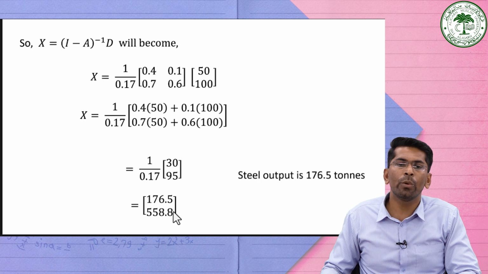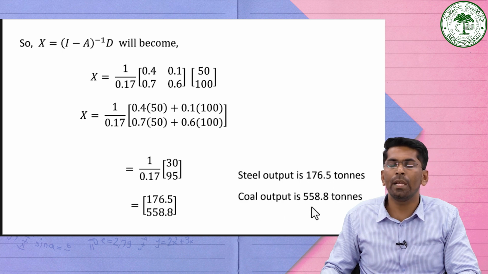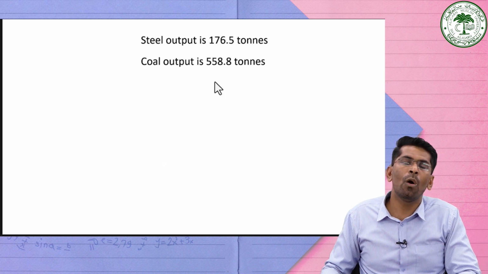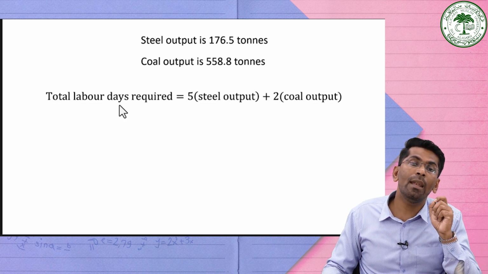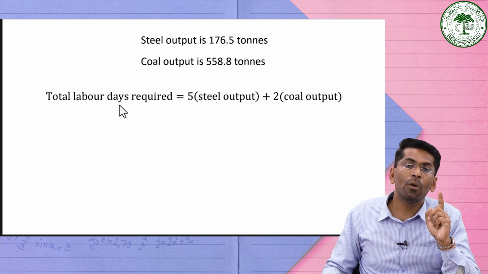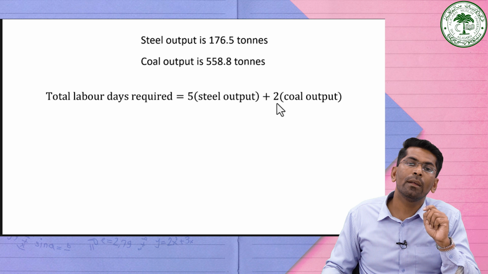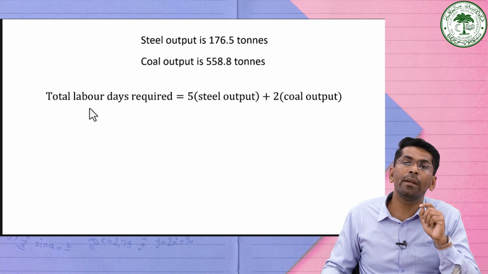What is this showing? The steel output is 176.5 tons and the coal output will be 558.8 tons. So we are writing here the steel output and the coal output, and we have a final question as well. We want to find out the total labor days required, and the labor requirements are given: in steel it is 5, and in the case of coal it is 2. We multiply the labor per unit with the output of the concerned industry, then we get the total labor days required.